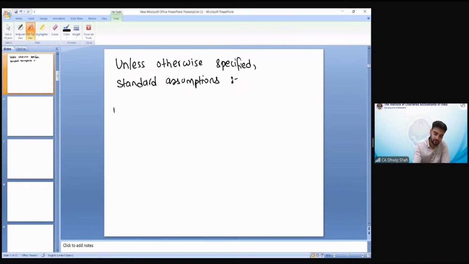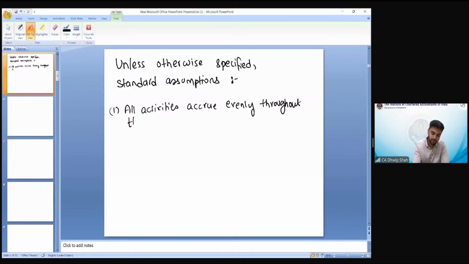Assumption number one: all activities accrue evenly throughout the year. Assumption number one says that all business activities accrue or occur evenly throughout the year.